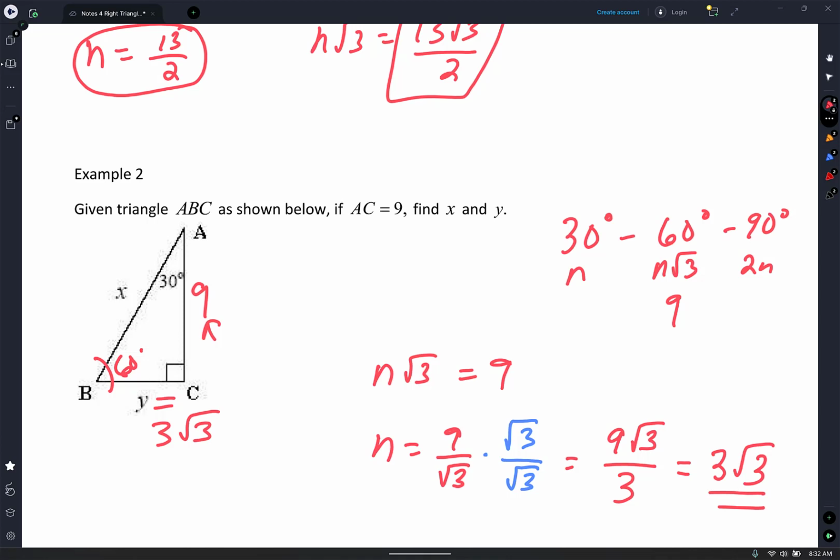And then from there, we haven't answered the y yet. We just got the x. Oh, actually, that's the y. We haven't gotten the x yet. The x is the hypotenuse, so all you got to do is double the short leg. So just multiply this 3 right there by 2. What's 3 times 2? That's 6 square root of 3. And done, D-O-N-E.